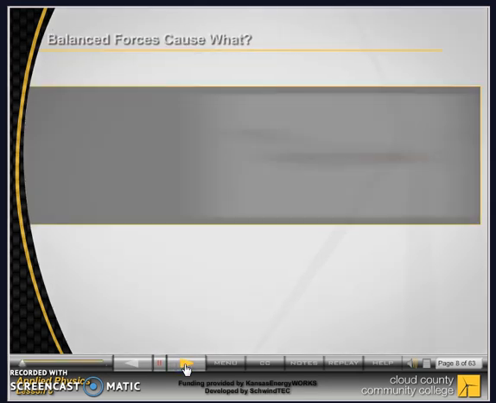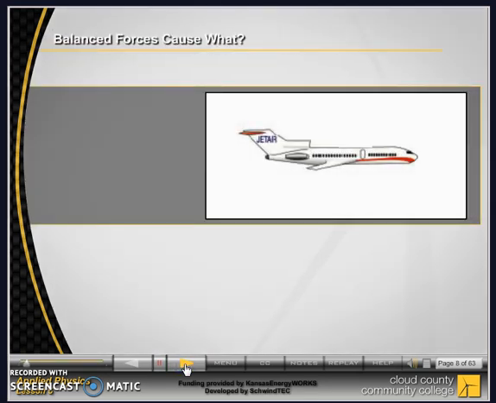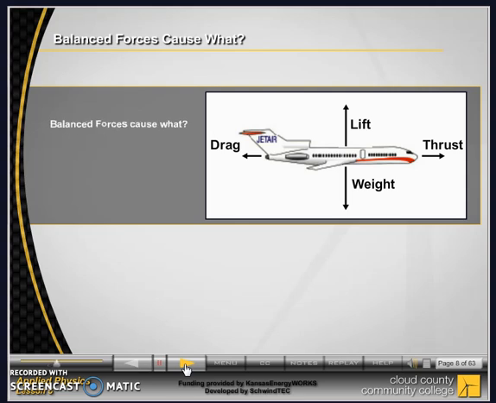Take a look at this jet airplane. Think about all the different forces acting upon it when it flies through the air. The jet airplane has a number of forces associated with it. You can easily see from this free body diagram that the forces on the airplane are balanced. Balanced forces cause what? The answer to that question is constant velocity motion, an inertial state that is non-accelerated.